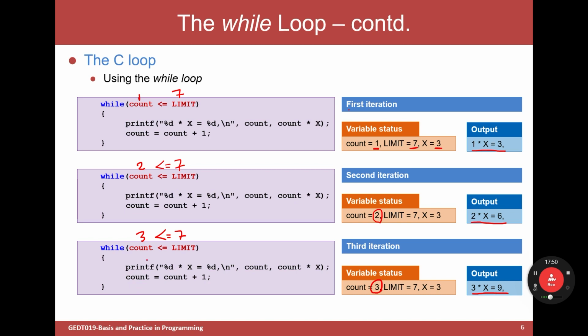So now count equals 4. 4 is smaller than or equal to 7. Yes. So in this case, print this one on the screen. And then now count became 5. So 5 is smaller than or equal to 7. Yes. In this case, print this one. Then increase count. Now count became 6. 6 is smaller than or equal to 7.